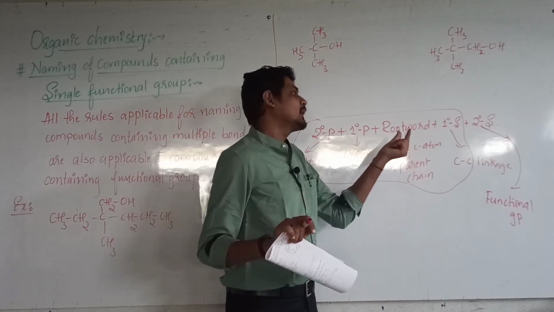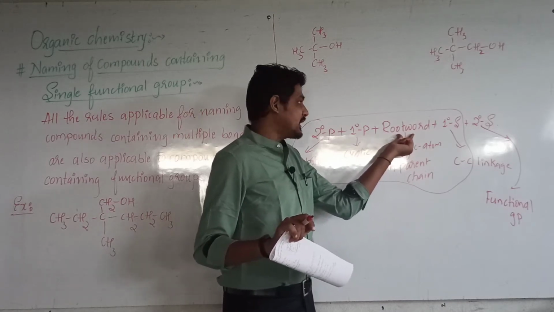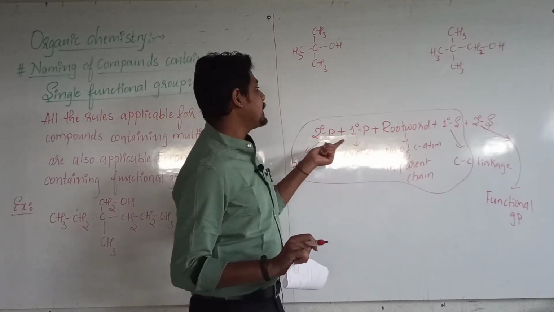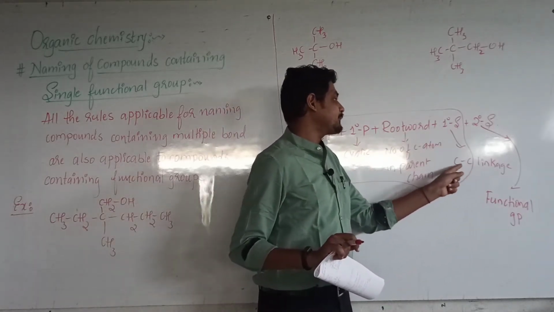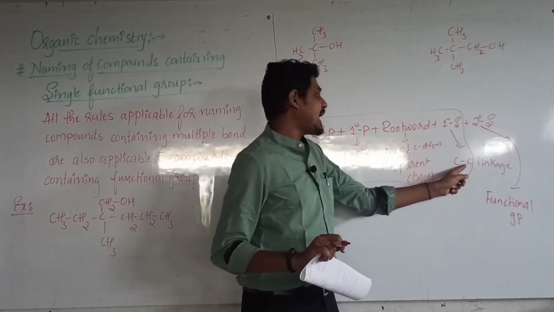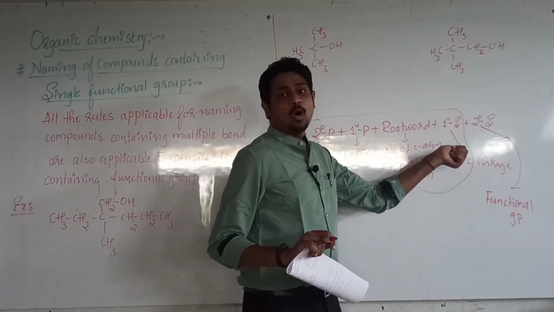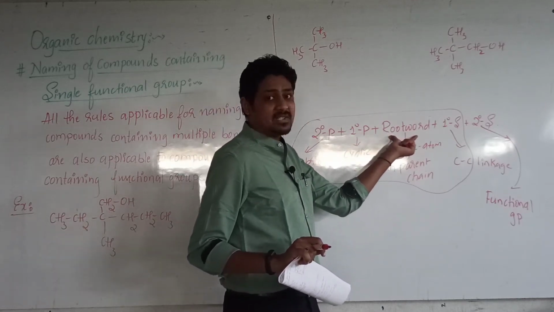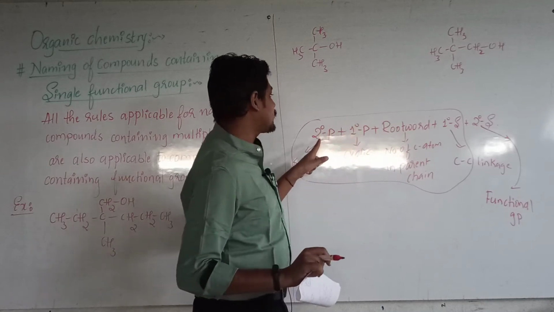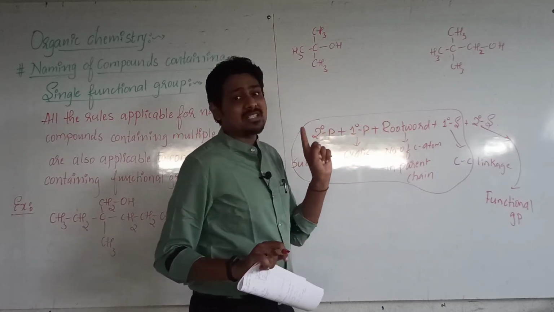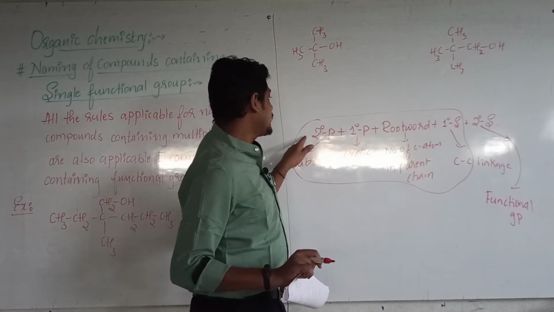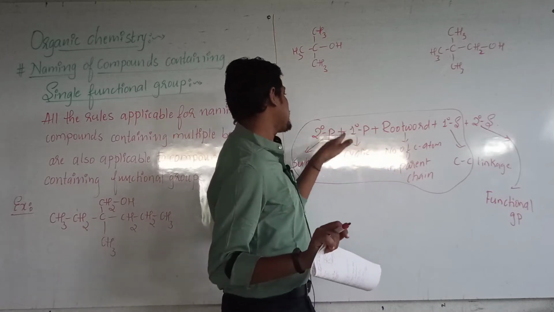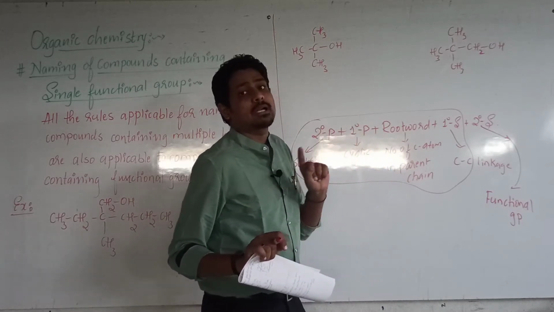The first rule is the longest chain rule, or selecting the parent chain rule. From that we get the root word first. Once we get the root word, we see the bonding between carbon and carbon, so based upon that we can add ane, ene or ine. Then prefixes: after selecting the parent chain, if any group is remaining, that group is considered a substituent or side chain, and it is named in the form of secondary prefixes. If the compound is not cyclic, then the primary prefix will not come.